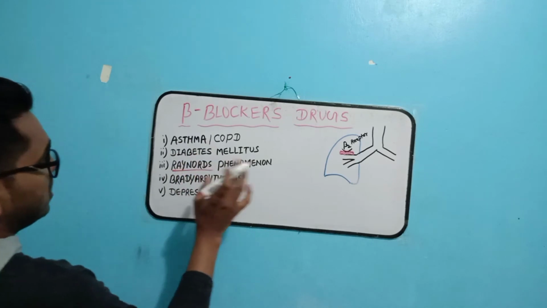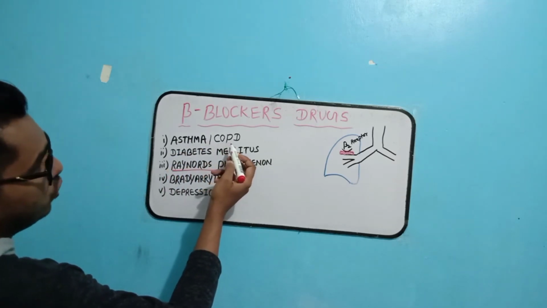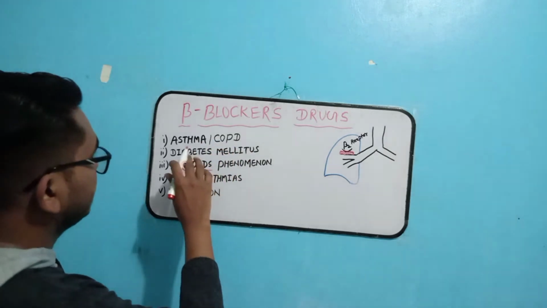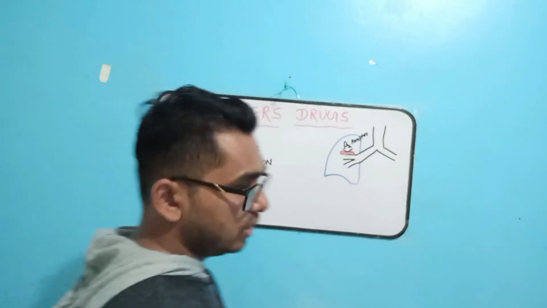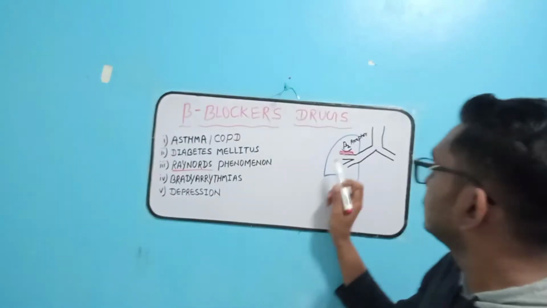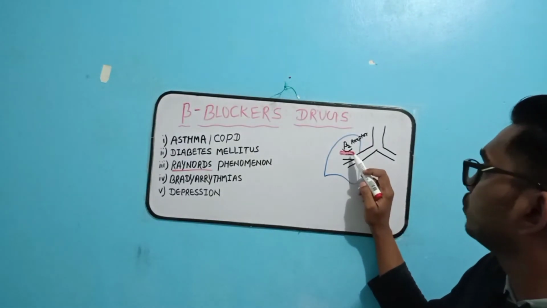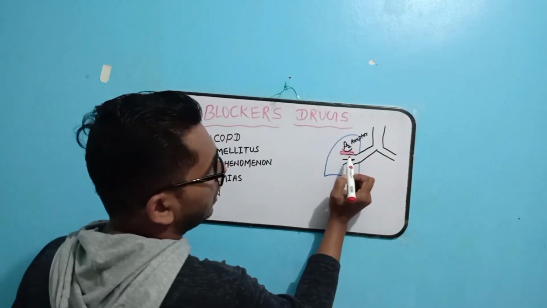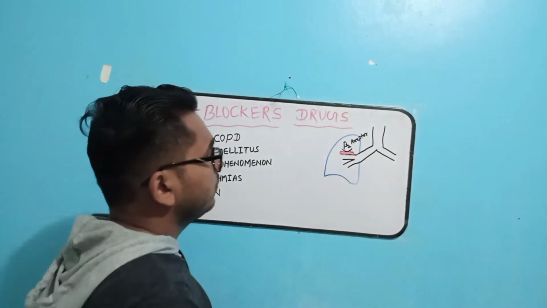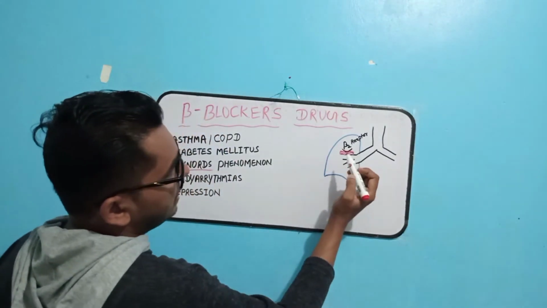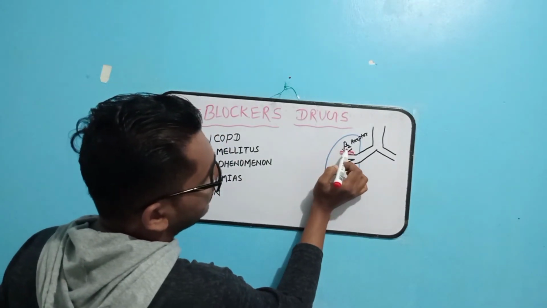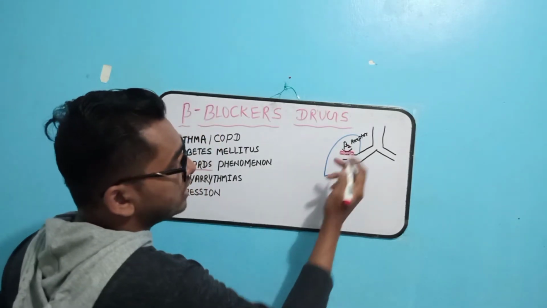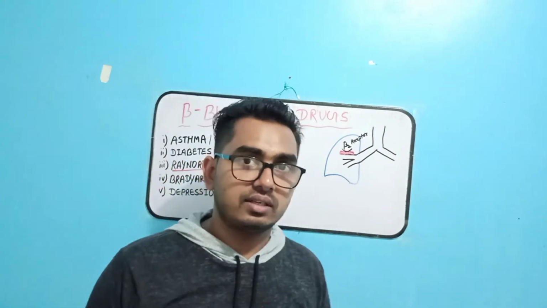So now I am going to start from asthma or COPD. Why do we have to avoid beta blocker drugs in asthma or COPD patients? Normally, beta 2 receptors are present on the bronchial smooth muscles. These beta 2 receptors are very rich in the bronchial smooth muscles, and when endogenous catecholamines stimulate this beta 2 receptor, beta 2 receptor mediated bronchodilation occurs.